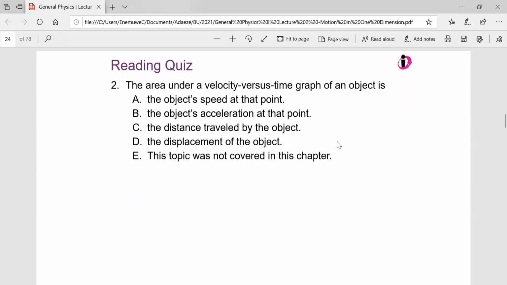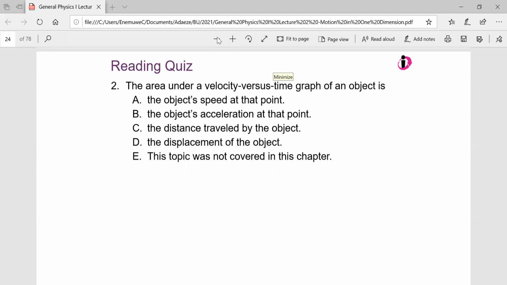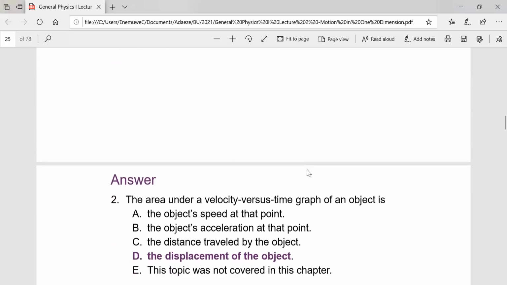And what will be the answer for this? The area under the velocity time graph will give us what? D. Yep. D. Interesting. The area under the velocity time graph will give us the displacement of the object.